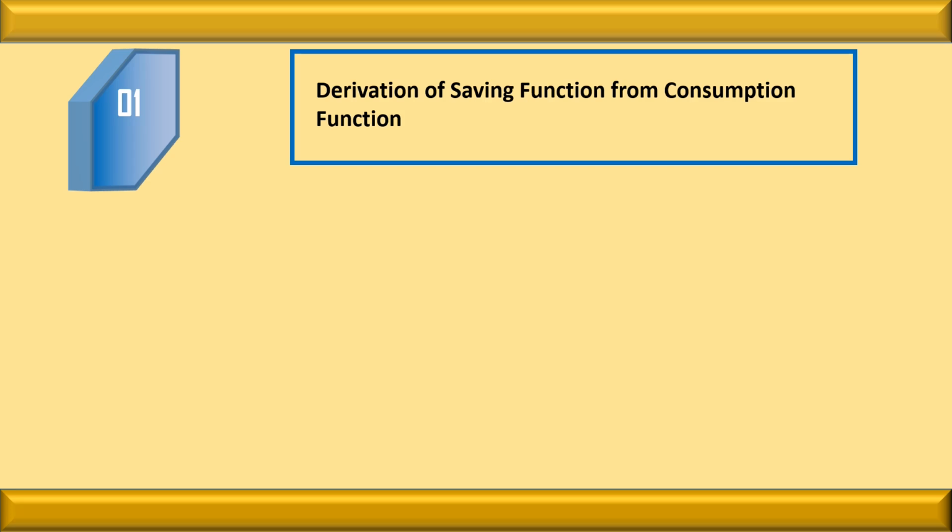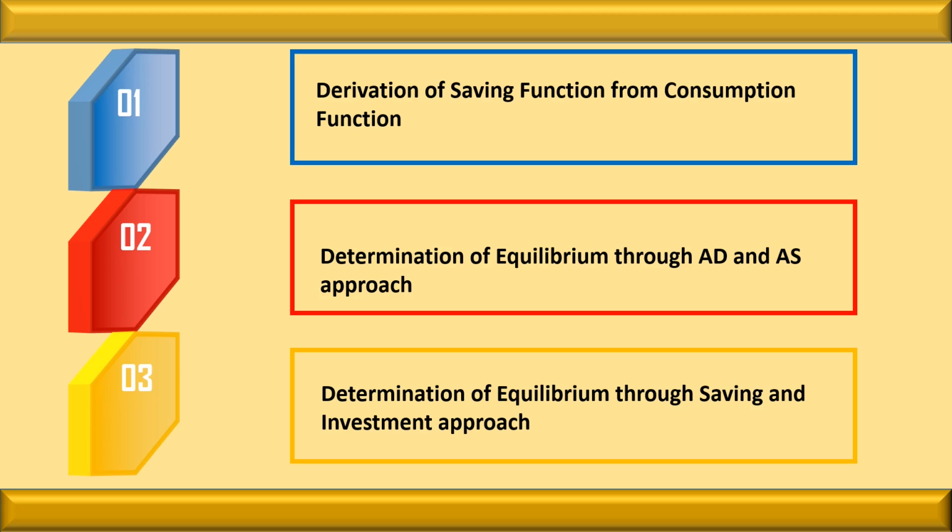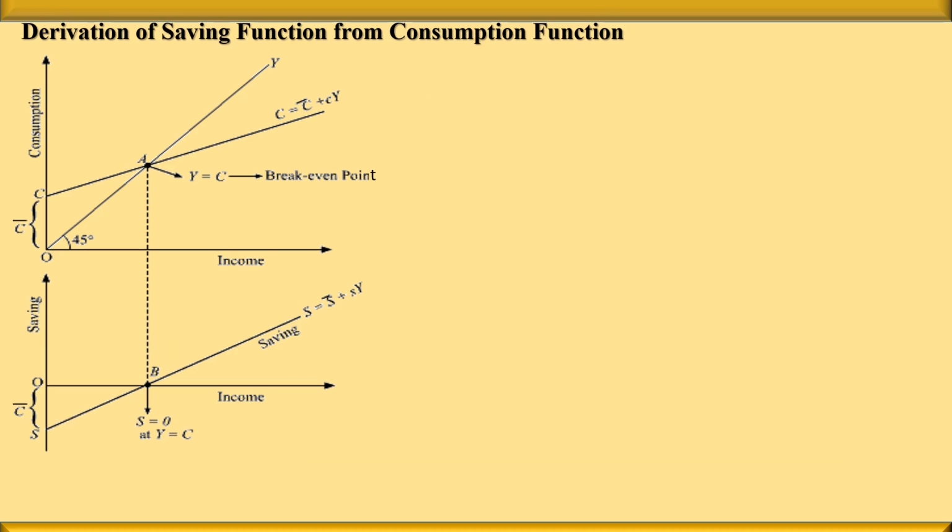In this video, we will discuss derivation of saving function from consumption function. We will discuss determination of equilibrium through aggregate demand and aggregate supply approach. We will also discuss determination of equilibrium through saving and investment approach. Let us start the derivation of saving function from consumption function.